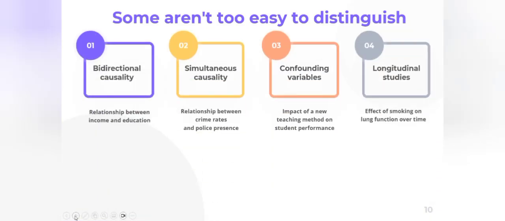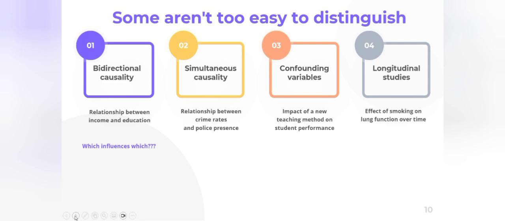So I have four situations here. The first one is bidirectional causality. This is the situation where the change in one variable can influence the other. My example is the relationship between income and education. As you know, high income can lead to increased access to education, but at the same time, high education may lead to a better job, which is better income. So for this one, we don't know which influences which, which is going to be challenging for us to identify between IV and DV.